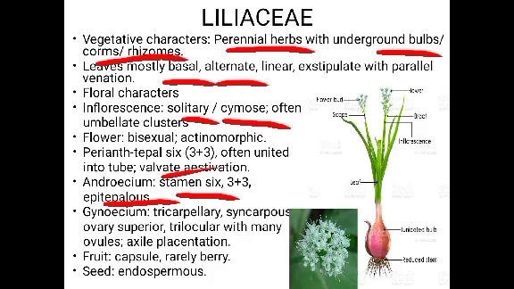Trilocular. How many locules are there? 3 locules are there with many ovules. Inside the locules, many ovules are there and it shows axile placentation. Okay. So the gynoecium is tricarpellary, 3 carpels, syncarpous, the carpels are attached together.